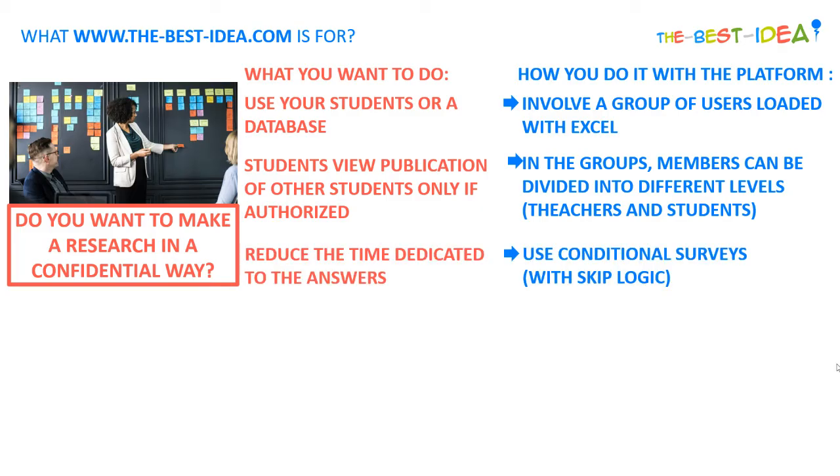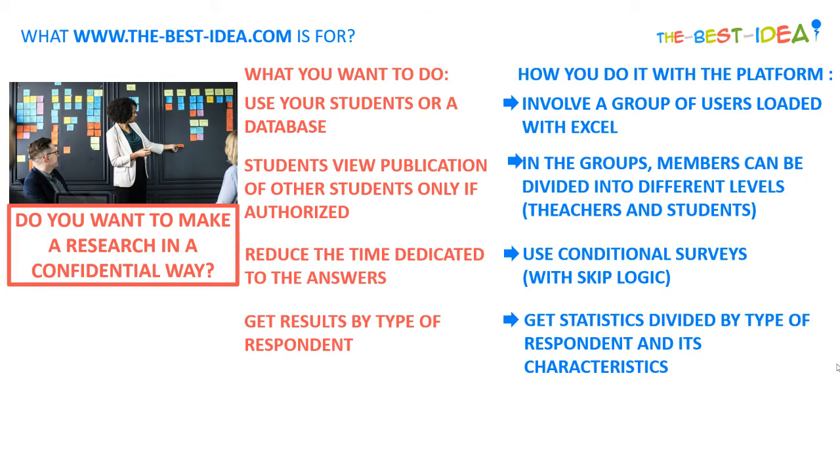You want to reduce the time dedicated to the answers, and you do it using conditional surveys with skip logic, which allow you to skip questions and therefore the answer time, depending on the choice made in the answer to the previous question. You want to get results by type of respondent, and you do it with our platform because you get statistics divided by type of respondent and its characteristics, only for the ideas published by you, obviously.